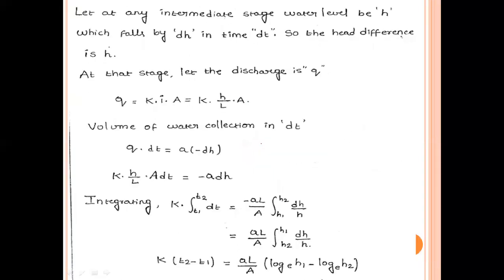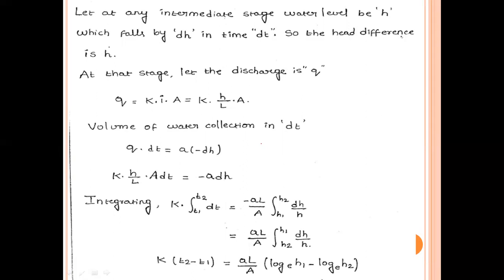Let any intermediate stage water level be H, which falls by dH in time dt. So the head difference is H. At that stage, let the discharge be Q. Q equals K into i into A, equals K into H by L into A. Volume of water collected in dt: Q into dt equals A into minus dh. So K into H by L into A into dt equals minus A into dh.